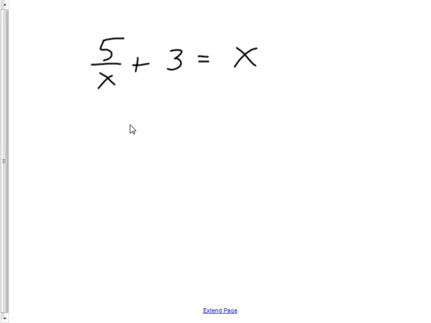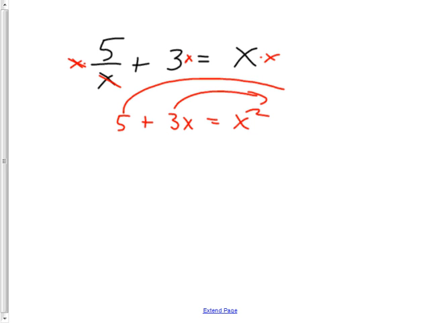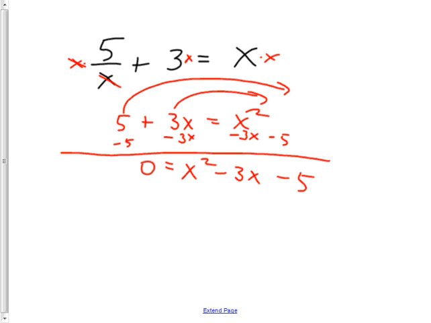So your first step was you multiplied everything by x. That canceled that. 5 plus 3x equals x squared. And then you wanted to get everything onto one side. Personally, I would have moved it all over here because I don't like my lead term being a negative. So I would have said 0 equals x squared minus 3x minus 5. Because I would have subtracted 3x from both sides, and I would have subtracted a 5 from both sides. All right?